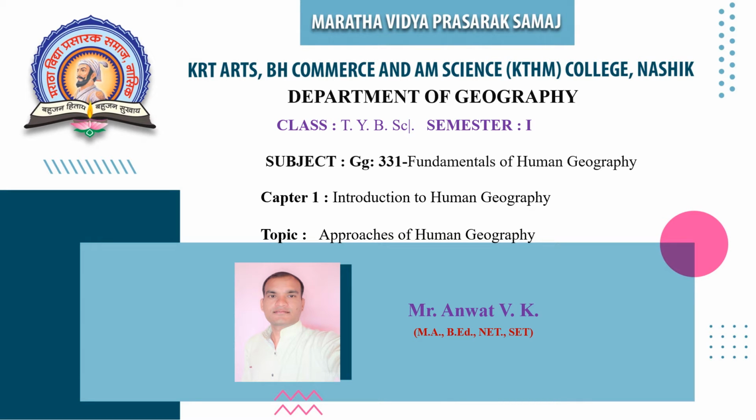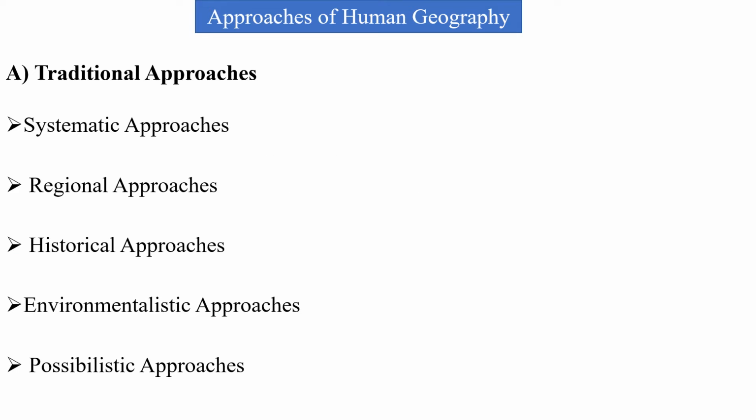Today we are going to learn about the approaches of human geography. There are two important approaches which are used for the study of human geography. First is the traditional approach and another one is the contemporary approach. Firstly, we will focus upon the traditional approaches used for the study of human geography. The first approach of human geography is the systematic approach.